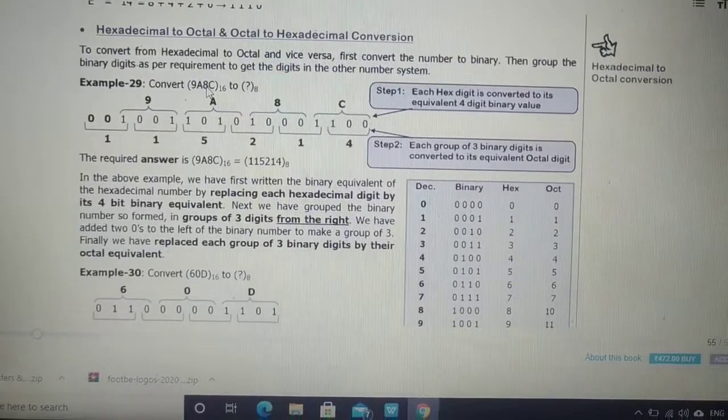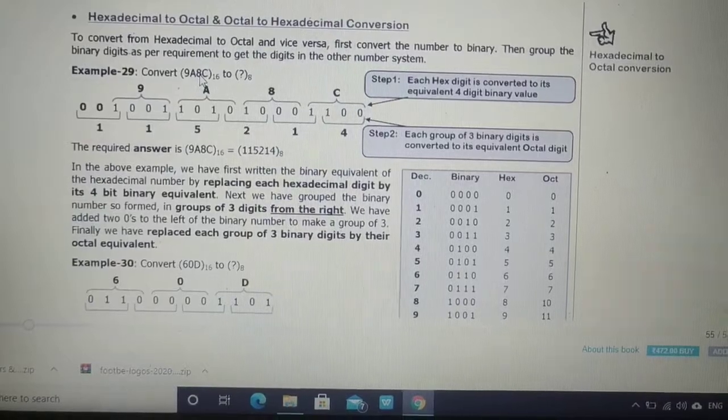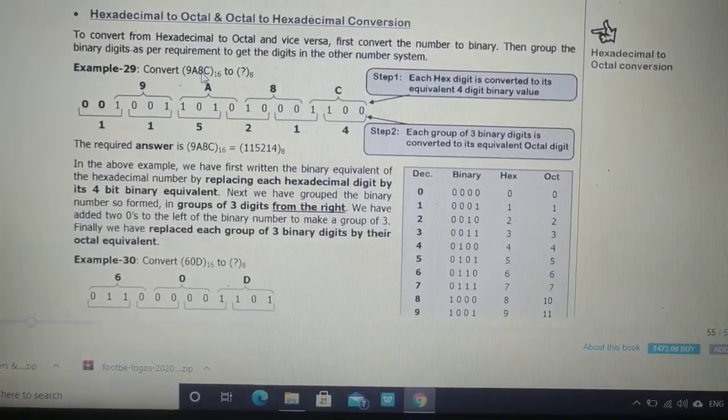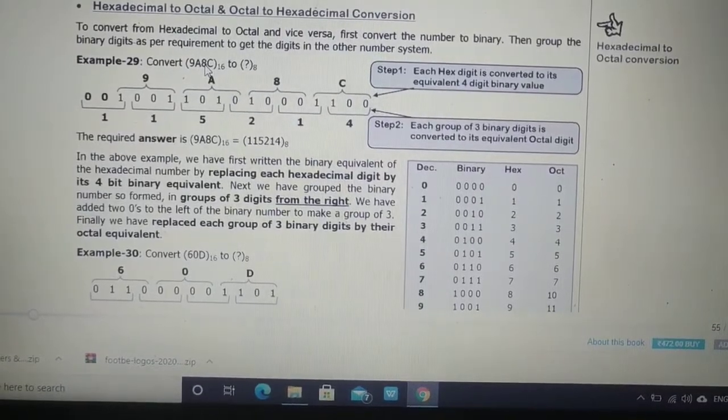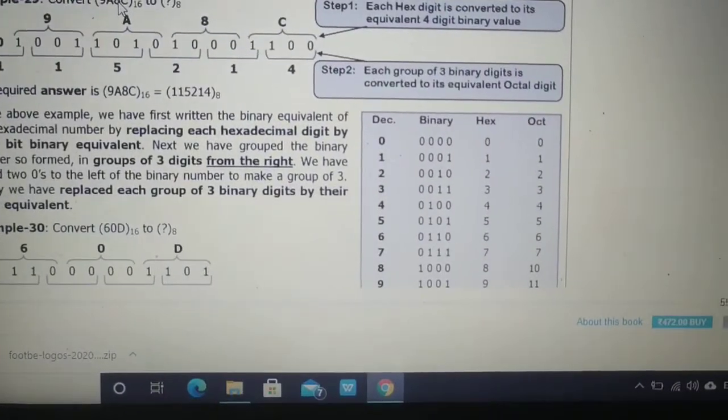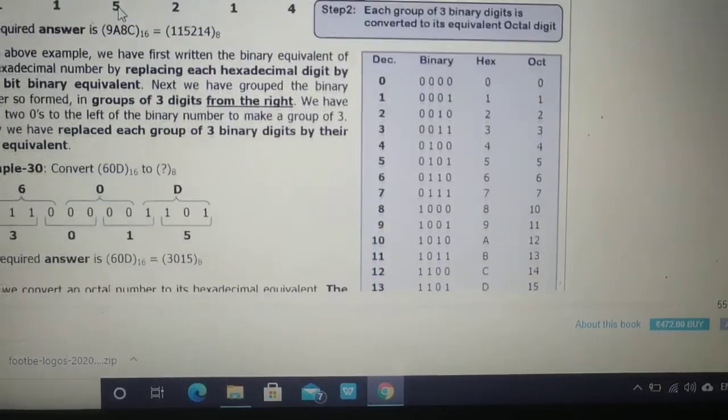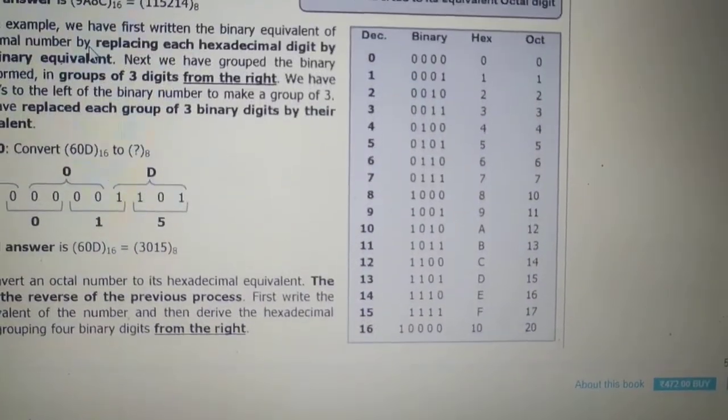9A8C. Whenever there is A, B, C, D, this kind of a value included, you have to understand it is in base 16. So base 16 to base 8. First of all, you just go through this list first. This is a very important one.